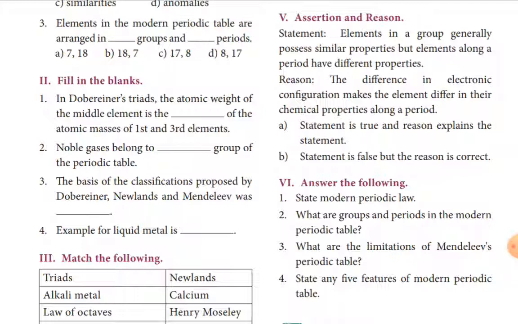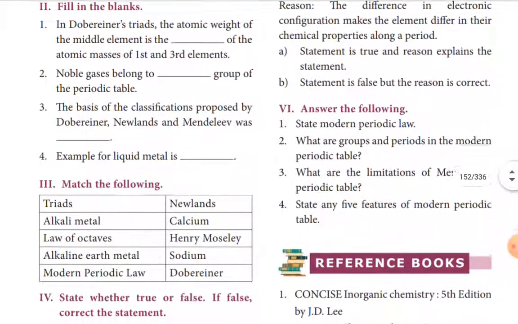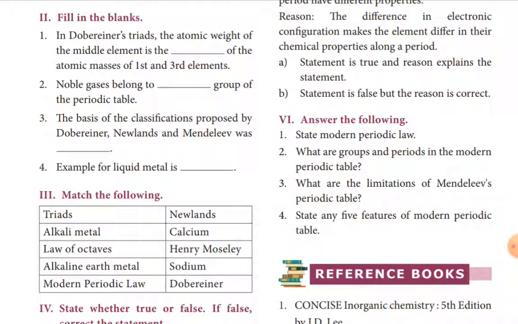State five modern features of the modern periodic table. Now you only learn that: it is in increasing order of atomic number, periods and groups, and also the physical and chemical properties of the elements are grouped into various families. There are some points, so only up to 4 questions are there. So you have to write all this in your classwork. I will post the answers, you write, and your classwork can get ready.